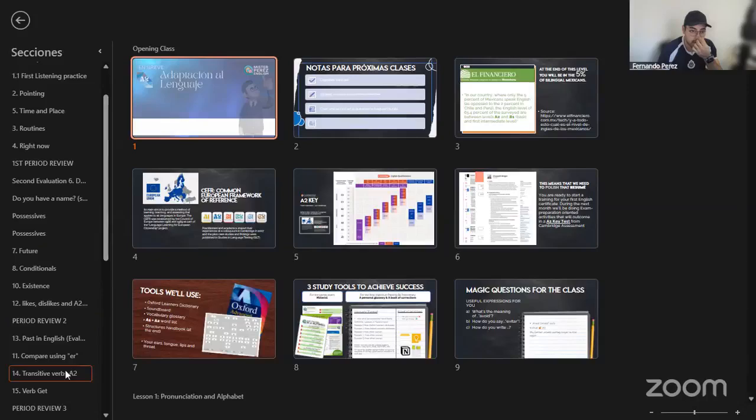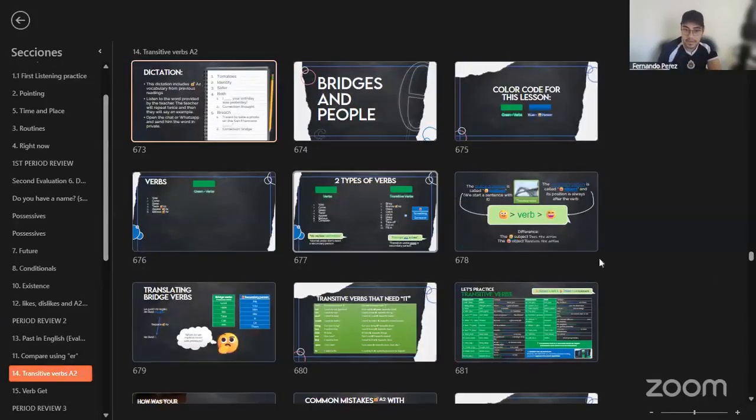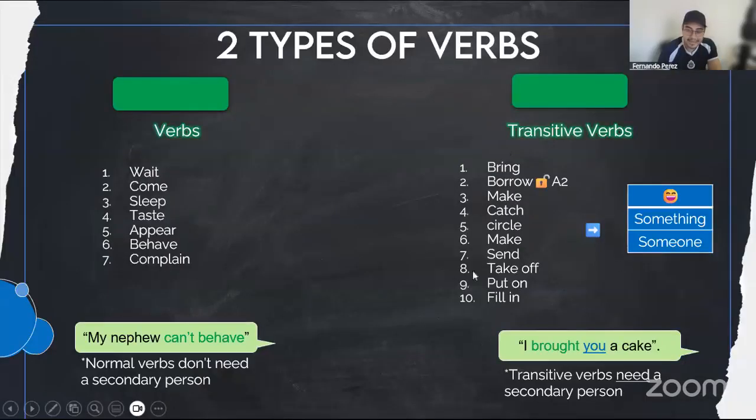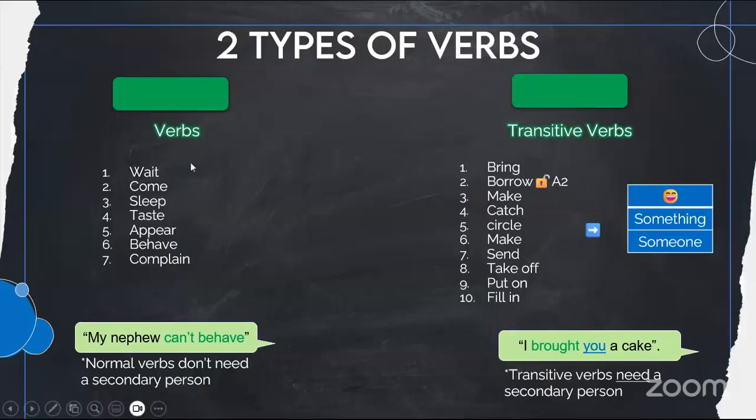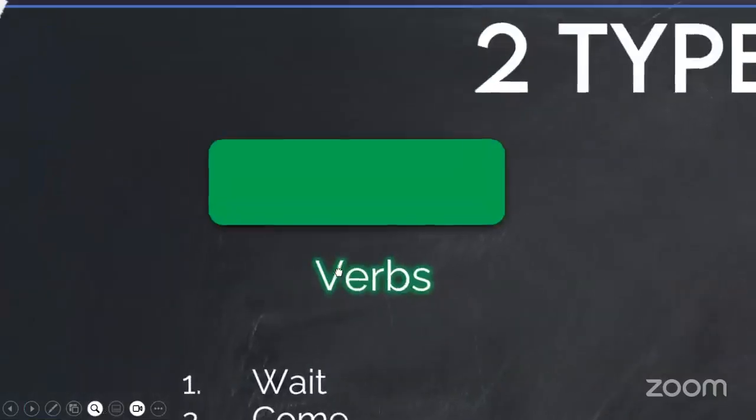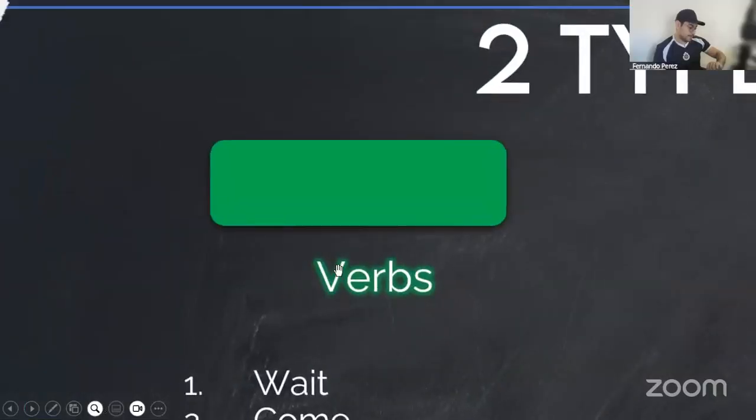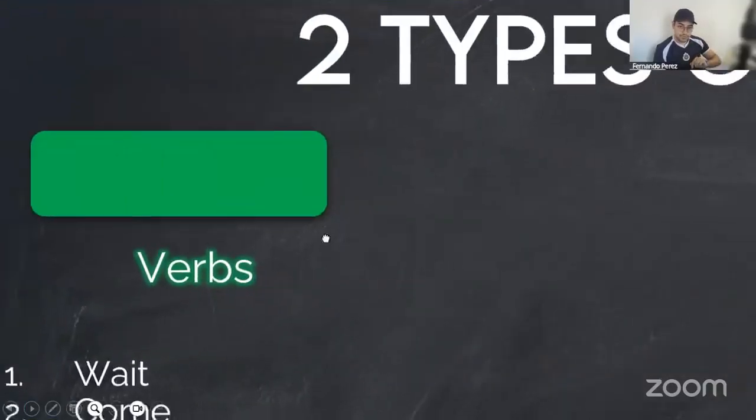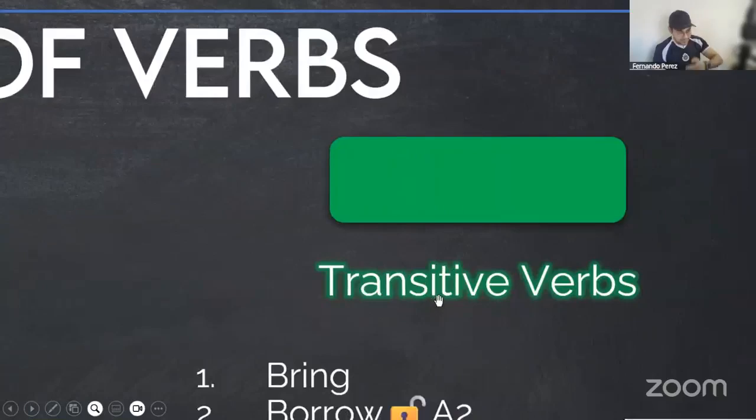Transitive verbs here. Yesterday, we saw a specific list of verbs with a specific utility. We are studying normal verbs versus transitive verbs. What is a transitive verb?